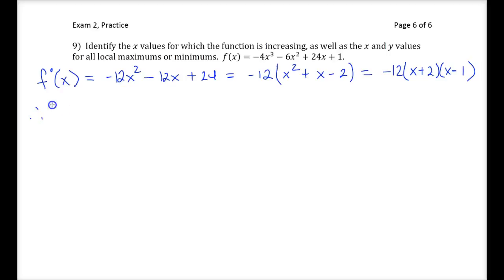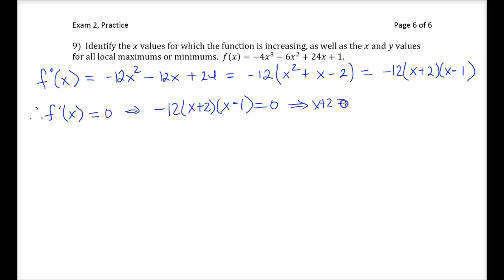So now we know that if we take the first derivative and set it equal to 0, then that just means that negative 12 times x plus 2 times x minus 1 is equal to 0, which means that x plus 2 is equal to 0, or x minus 1 is equal to 0. And of course here, we know that means x is equal to negative 2, or x is equal to positive 1. So these are our critical values, or locations where we know we have a possible peak or dip.